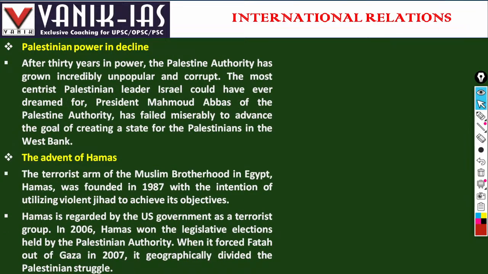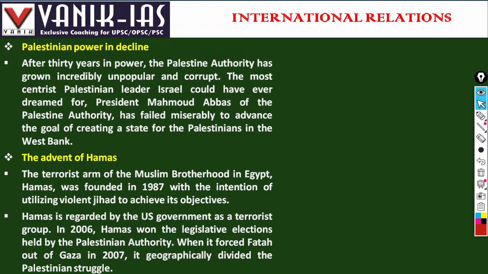The Palestinian power in decline. After 30 years in power, the Palestinian Authority has grown incredibly unpopular and corrupt. President Mahmoud Abbas of the Palestinian Authority, the most centrist Palestinian leader Israel could have ever dreamed of, has failed miserably to advance the goal of creating a state for the Palestinians in the West Bank.